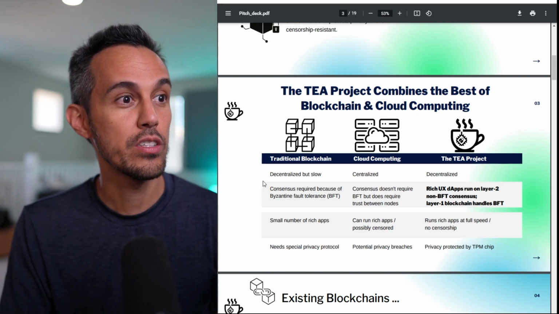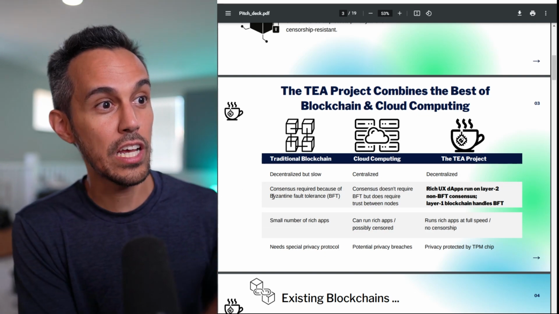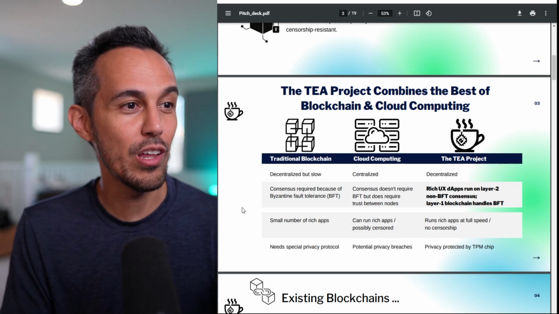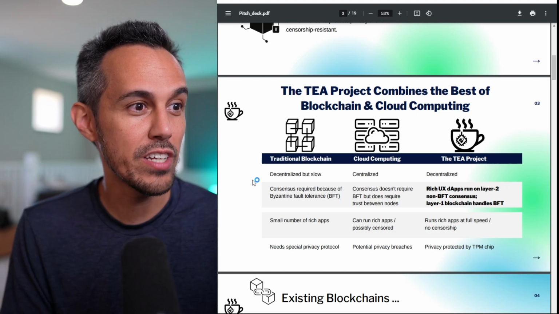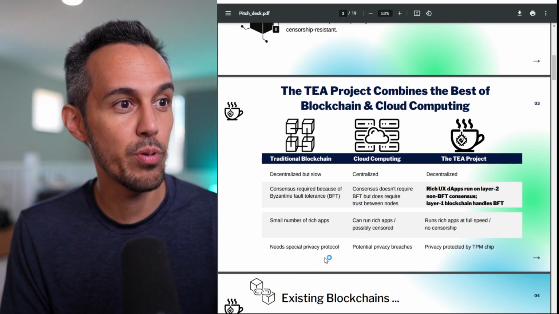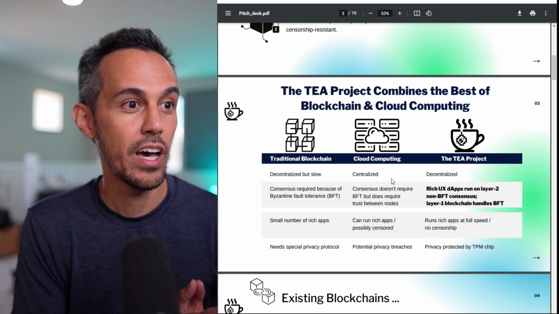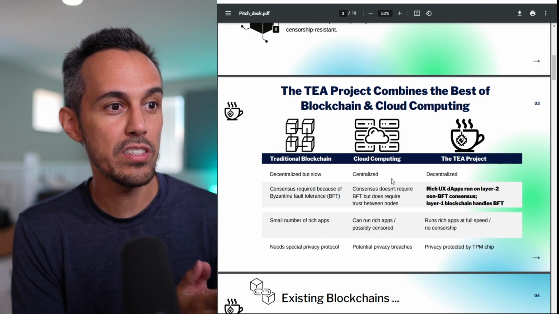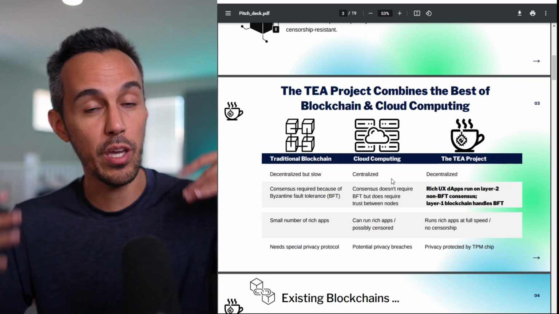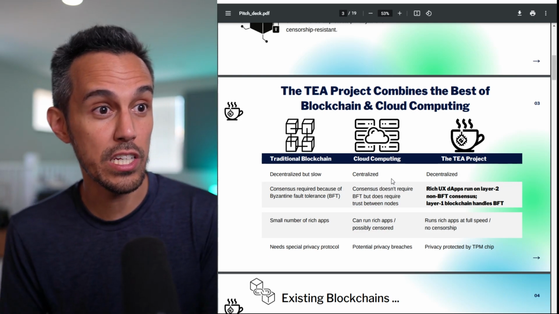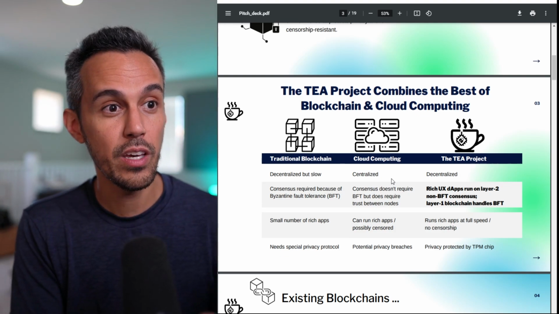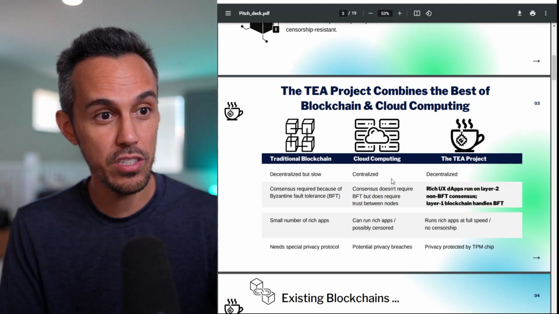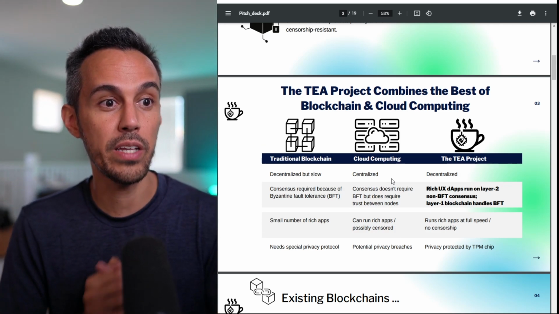cloud computing. So they talk about traditional blockchain, decentralized but slow, consensus required because of the Byzantine fault tolerance, BFT, small number of rich apps, needs special privacy protocol, versus cloud computing is centralized. Consensus doesn't approve BFT, can run rich apps, potentially privacy breaches, but their project improves on all these different things. So it's decentralized and has rich UX. dApps run only on layer 2, and it runs dApps at full speed, no censorship, which is important, and then privacy protected by TPM chip.